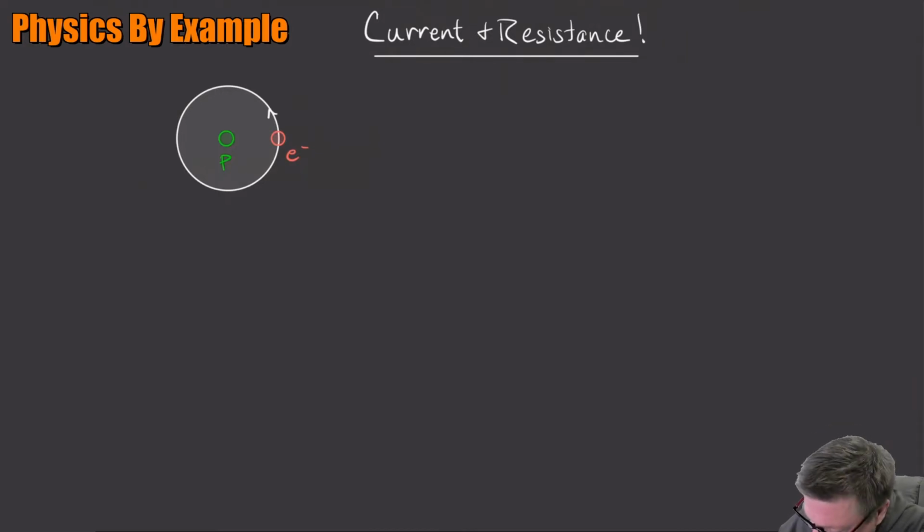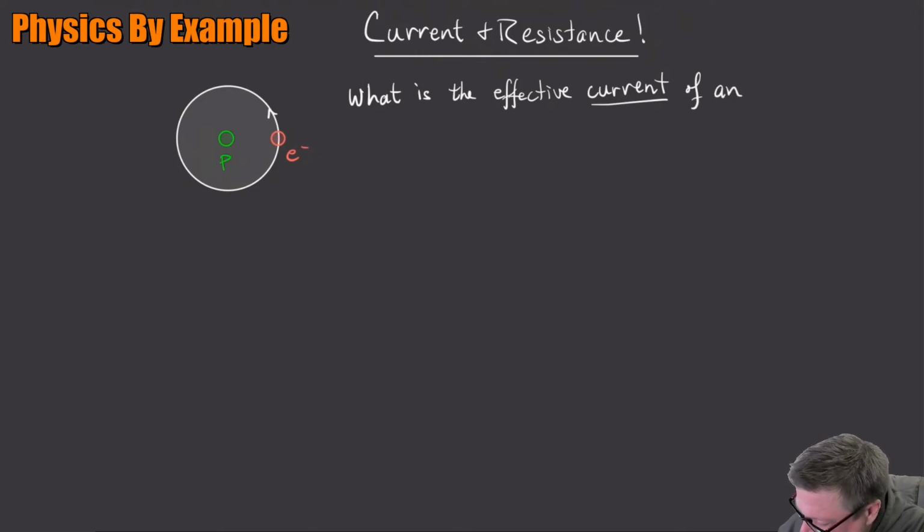So let's see if we can compute the effective current of an orbiting electron. The first thing we need to know is how fast it's moving around. We've already figured that out, maybe like twice. Anyway, here was the idea. I'll do it faster this time.